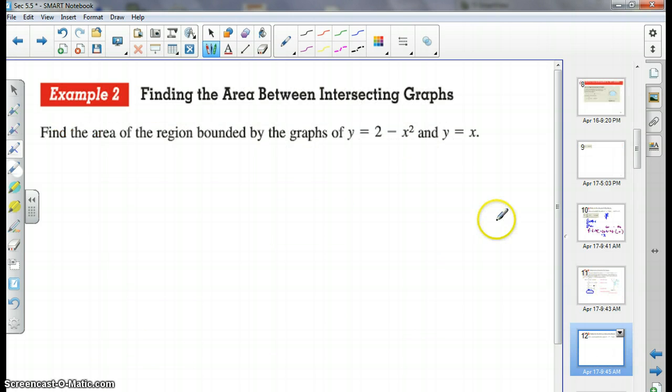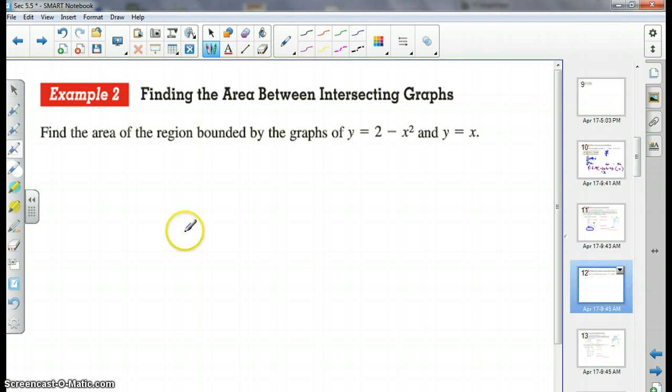Moving on, for the second example, the first thing I need to determine again is which is the upper and which is the lower. I notice that this is a negative x squared. It's coming down, where this is that y equals x. So again, it looks like the upper function is my 2 minus x squared. The lower function is x. And I'm going to integrate that. Well, they didn't tell me what to integrate it from, so I'll have to find these points of intersection.